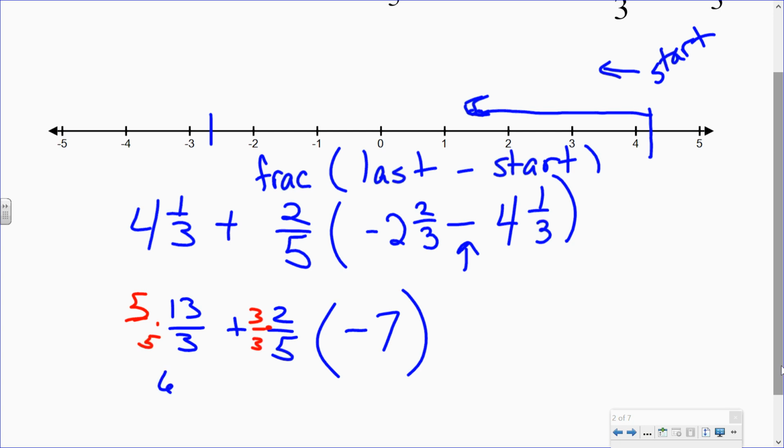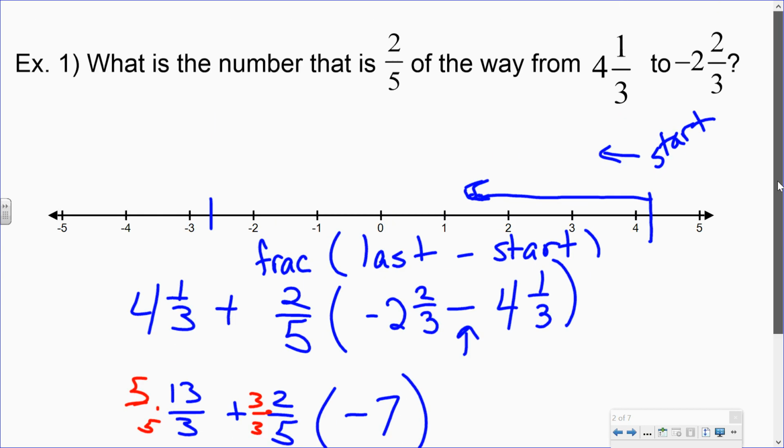So let's see, I have 65/15 minus 6 times 7 minus 42/15. So I have 23/15, 1 and 8/15. Does that make sense with my number line? Yeah, I drew my arrow just a little bit too long, it looks like, but I guessed about right, somewhere in there between 1 and 2. So my answer makes sense in the context.